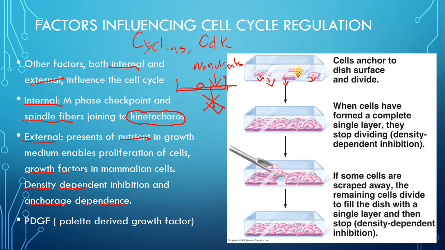But they either need to be attached to like the side of a beaker or part of a nutrient plate, or to the extracellular matrix of other cells in your body. So it is anchorage dependent. It must be anchored to something. In addition, once they start dividing, they'll divide and divide and divide until they're surrounded by other tissue. There'll be a flat layer. And once they sense that there's cells all around them, they won't divide any further. That's what's called density-dependent inhibition.